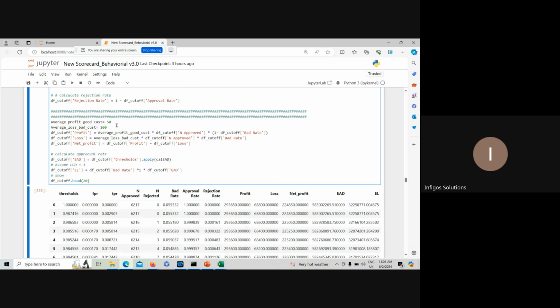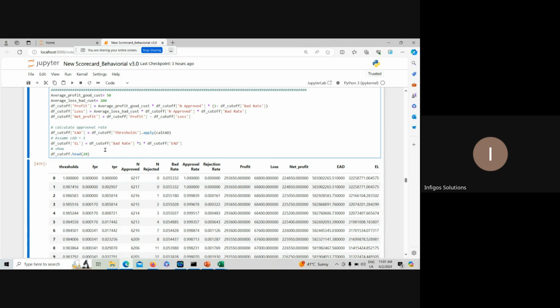Here we have taken these two values: a good customer gives a profit of 50. This number will come from the finance team. A bad customer will give us a loss of $200. This number will again come from the finance team. So we calculate how many good customers we have using this formula: 1 minus bad rate, multiplied by approved. And this loss using this formula, how many bad customers we have. And we calculate profit and loss, and then we calculate the net profit here.